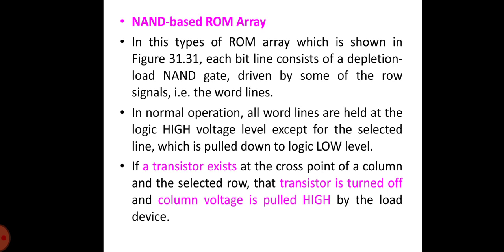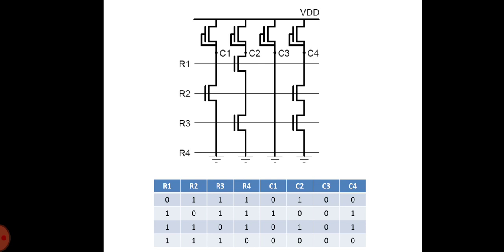So if a transistor exists at the cross point of the column and selected row, that transistor is turned off and the column voltage is pulled high by the load device. That is shown in this diagram. So if row 1 is selected, the column output will be 0 1 0 0, because the transistor exists in the second column only.